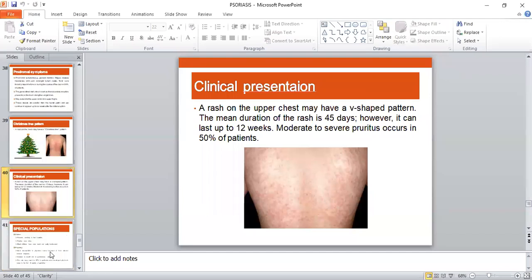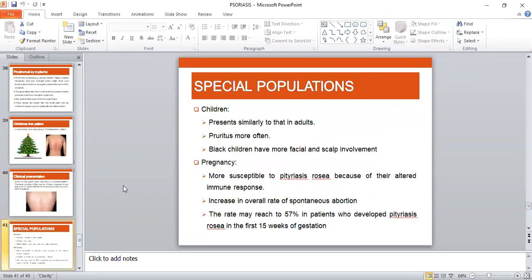Then I'm left with very little time. Special populations: children present similarly to adults. Pruritus is more frequent. Black children have more facial and scalp involvement. Pregnant women are more susceptible to pityriasis rosea because of their altered immune response, and there is an increase in the overall rate of spontaneous abortions. So this is important.